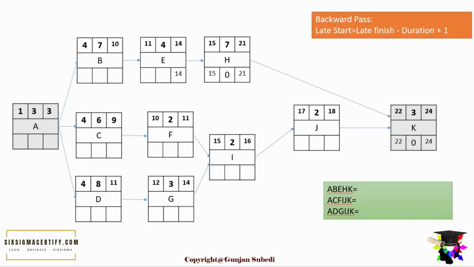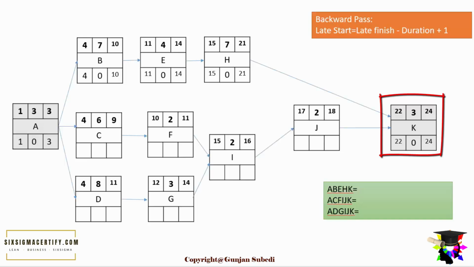Similarly for E, as the late start of process H was 15, the late finish of the process E will be 14. Late start is 14 minus 4 plus 1, which gives us 11, and the float is 0. And similarly, we can find out the late start and late finish for B and A also. So what do we see here? We see a unique piece of information. That is, for the critical path, the early start and late start and the early finish and the late finish are the same, and we are getting the float as 0.